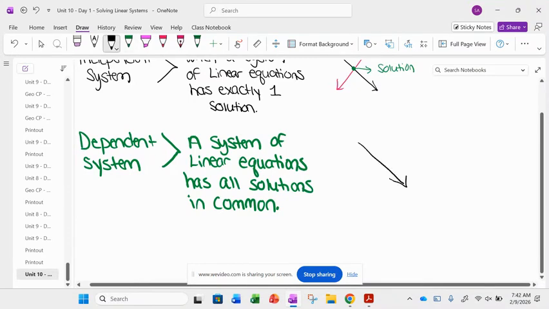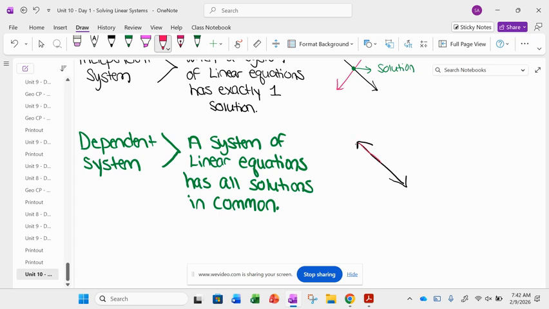So if this is my first line, my second line is completely on top of it. Every single point matches up. So we spoke about when a system has just one solution in common. We talked about when a system has all solutions in common. Is there a way to have just two solutions in common? Is there a way for a system of linear equations to have two solutions? There's no way. There's no way for two different lines to cross at only two spots. It's either one spot, all spots, or what? No spots, right? We can only cross at one spot. Every point the same or nothing at all, meaning we're not crossing at all.